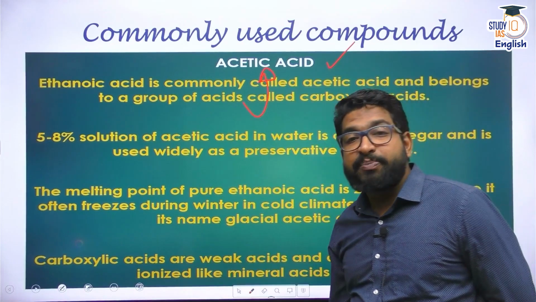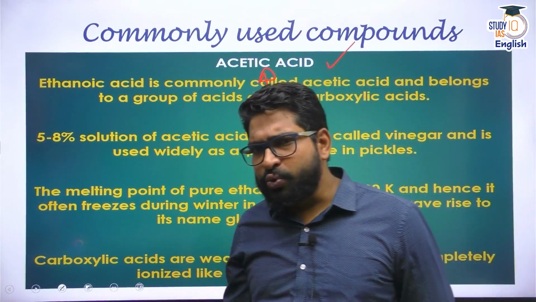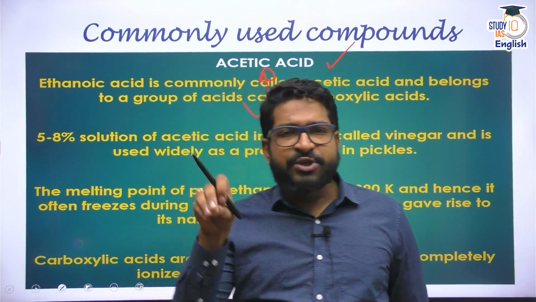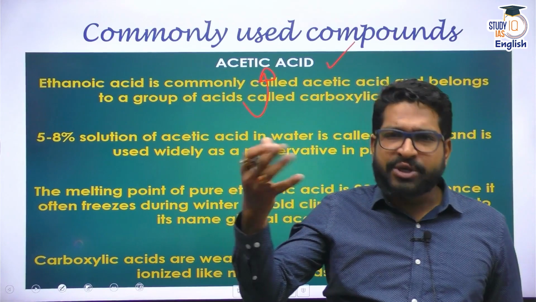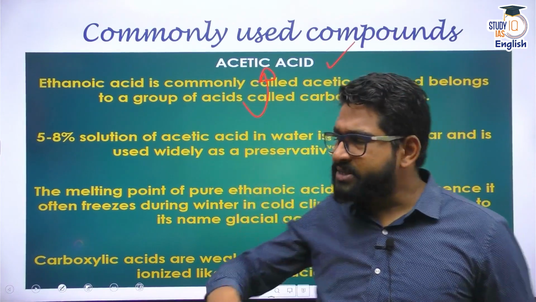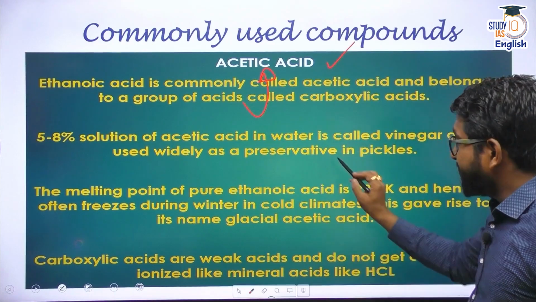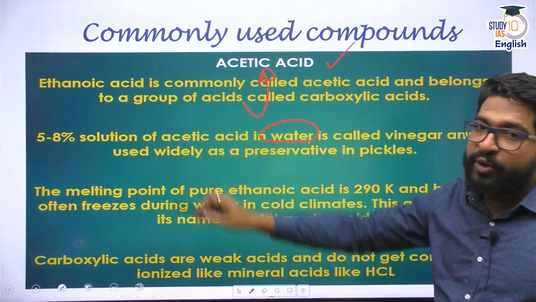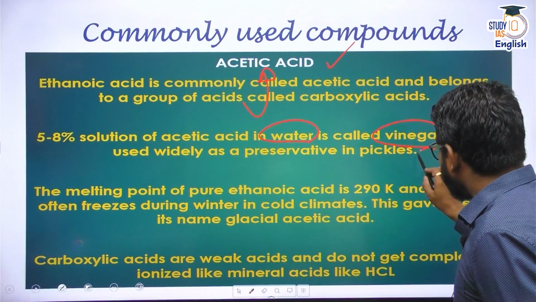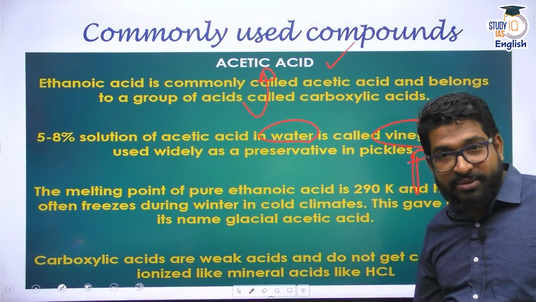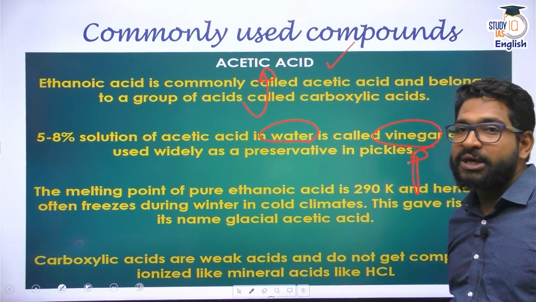Now, acetic acid is a part of the carboxylic acid group. Carboxylic acids are generally found in nature. For example, citric acid, oxalic acid, folic acid are very similar to acetic acid. When you add acetic acid to water, a 5 to 8% solution of acetic acid in water is called vinegar. Have you used vinegar in the kitchen? Of course, you must have. Vinegar is a common compound in many kitchens.